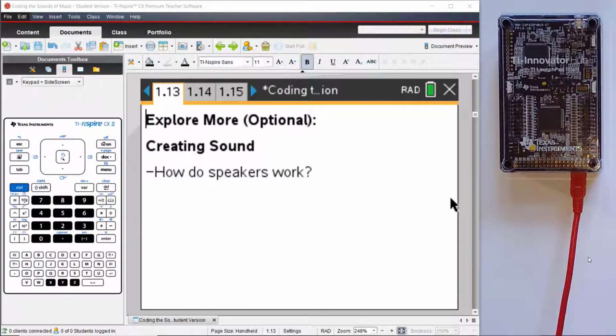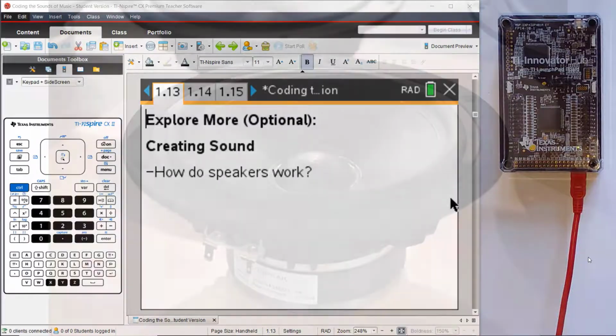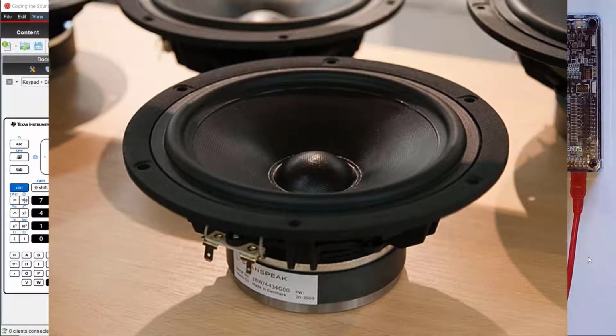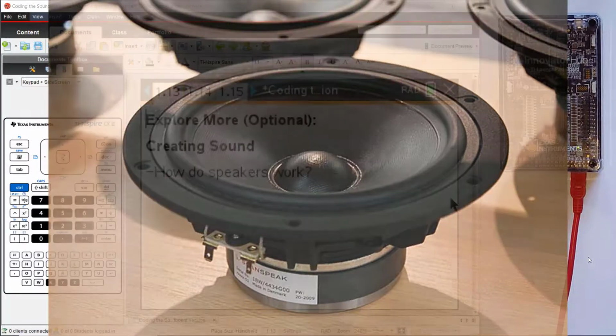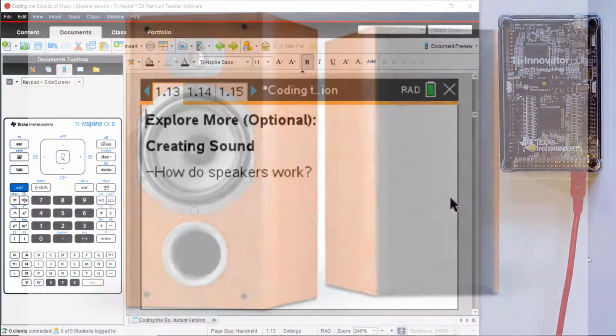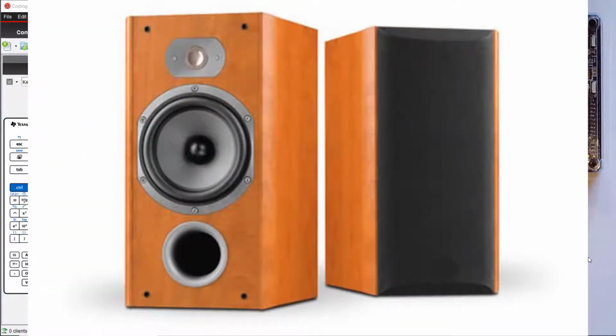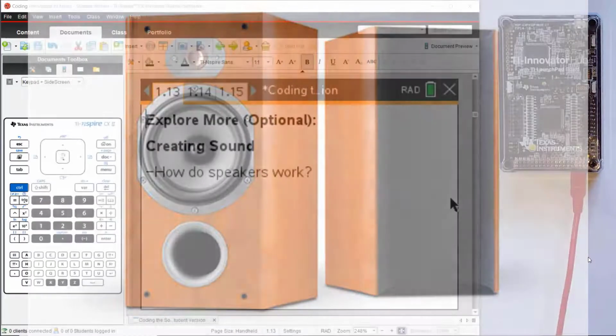Explore more. How do speakers work? In this video, we'll learn about the physics behind how speakers actually change electricity into sound waves. We'll even look at some of the engineering also used to make the types of speakers that you'll find around your house, whether they're computer speakers adjacent to your computer, or a speaker next to a TV set, or a speaker connected to your stereo system. All of these speakers work the same way, and we're going to figure out how that happens.